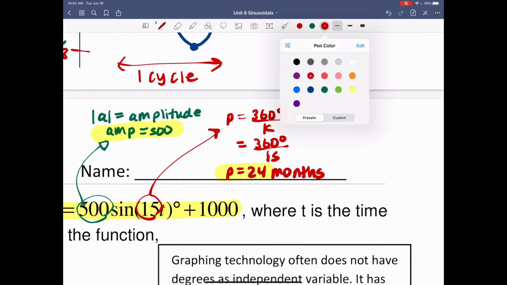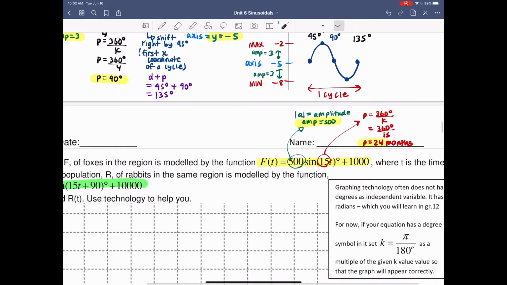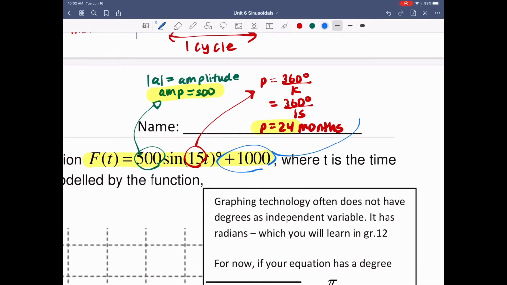Next, we have the axis. Well, you basically have shifted up 1,000 rather than from 0. So that's what it's oscillating around. That is the average number of foxes, because it says F. And so I'm going to say the axis is equal to 1,000, which is like the mean, the average population of the foxes.